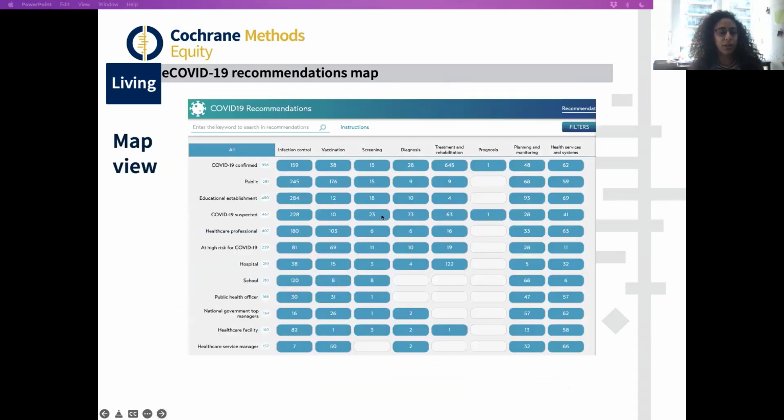And so in addition to the list view, we have the map view. The map view has the populations on the left, and then we have the intents on the top in terms of columns. If you click on any of the intents, you'll find all the interventions that are listed under that particular intent. And so that helps you find recommendations specific to your intervention and population of interest, or you can, again, just use the filters on the right.